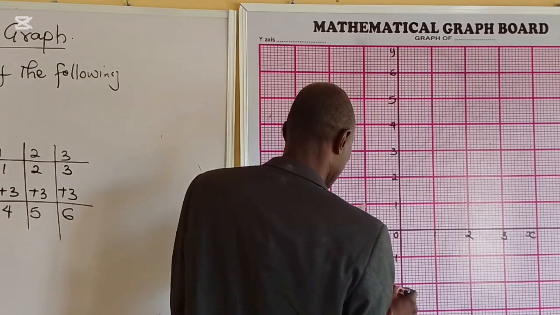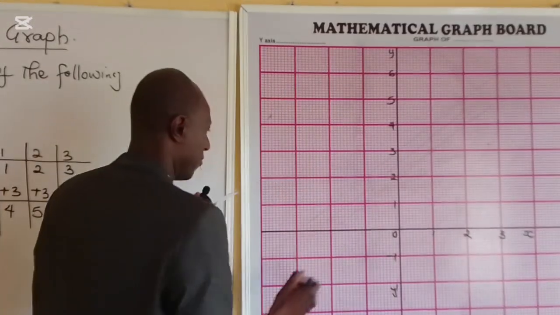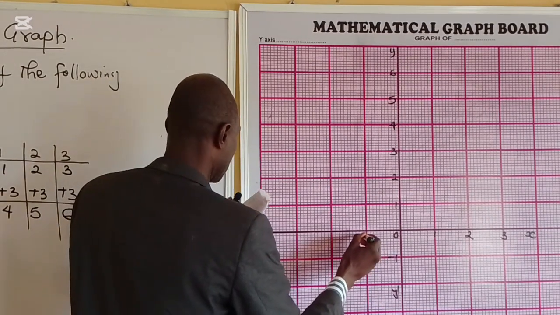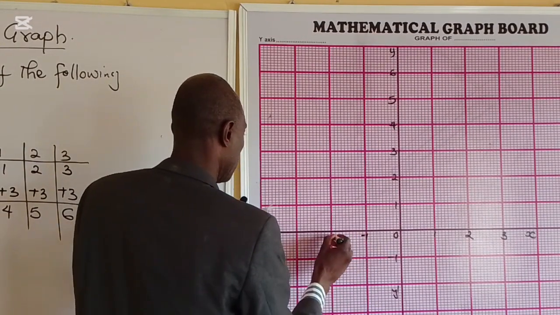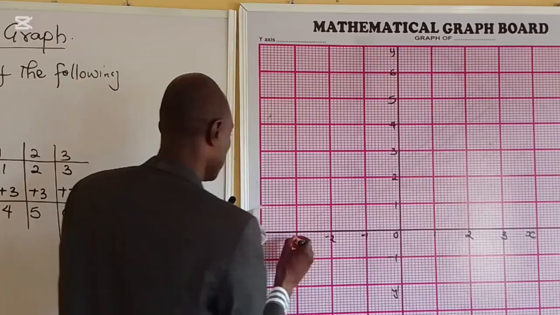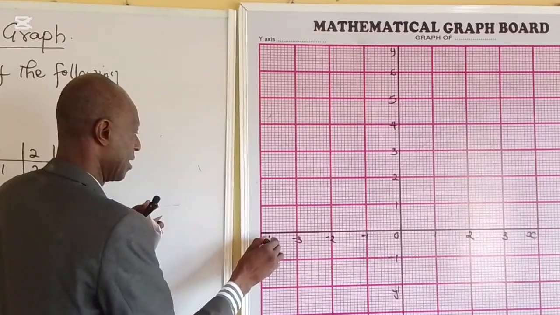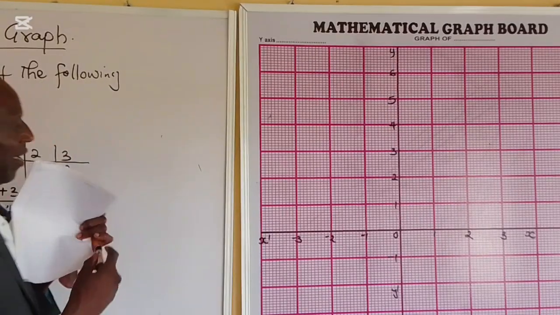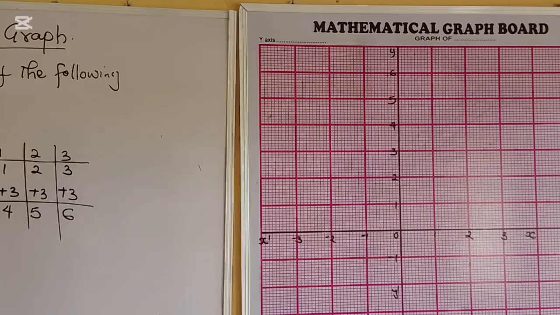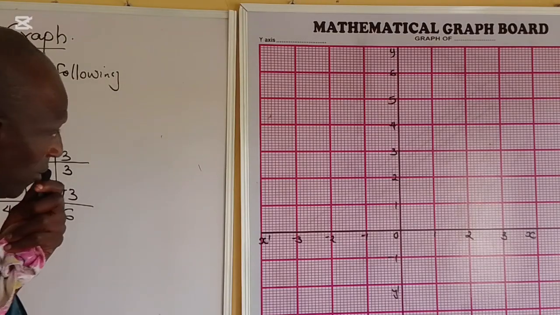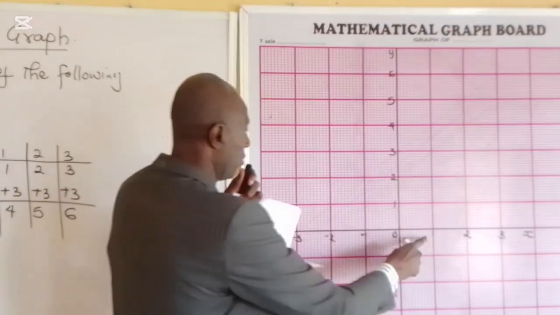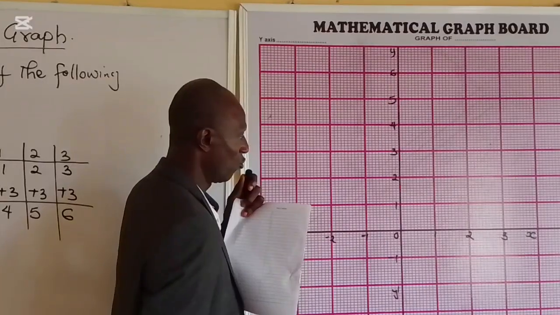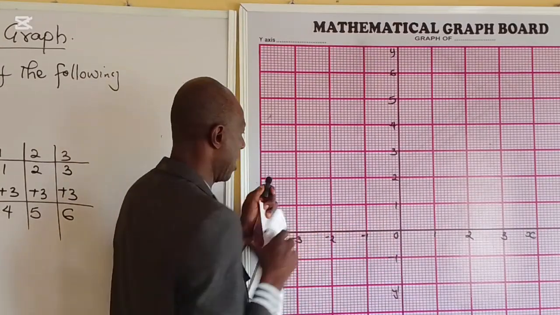Here is minus 1. Let me just say this is y negative. Here is minus 1, minus 2, minus 3. Here is negative x. So I'm taking the scale again. Write the scale down. Scale: 2 centimeters represent 1 unit on the x-axis, and 2 centimeters represent 1 unit on the y-axis.